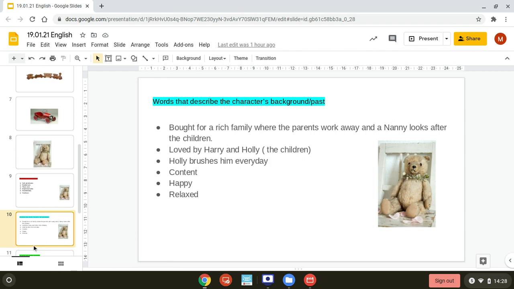Next, I looked at words that describe the character's background or past. He's bought for a rich family where the parents work away and a nanny looks after the children, because he's an old stuffed bear. He's loved by Harry and Holly, the children who look after him, and Holly brushes him every day to keep him soft. Because of that, he's content and happy and relaxed, and that's where he is at the beginning of the story.